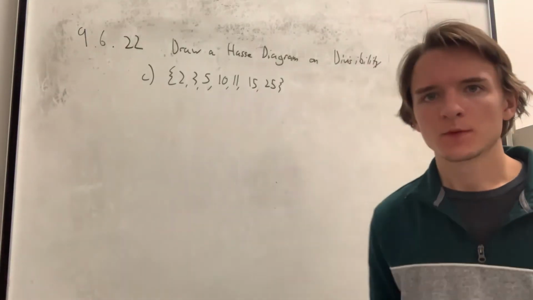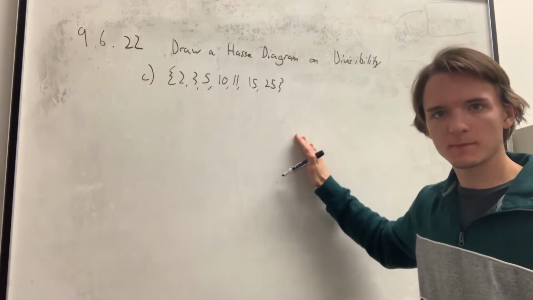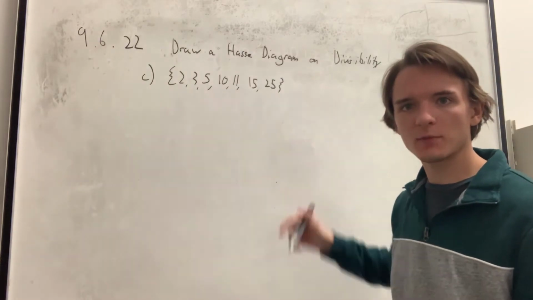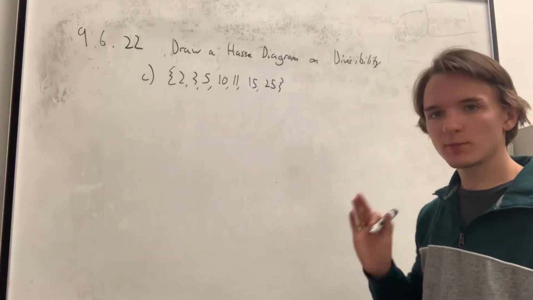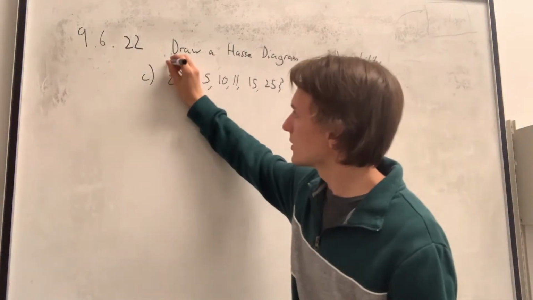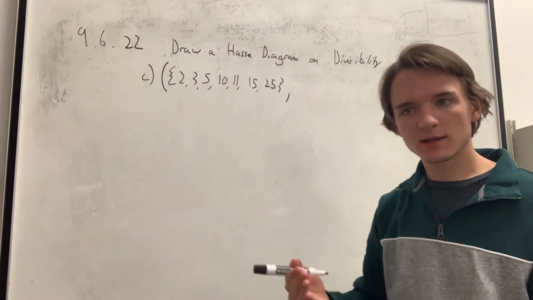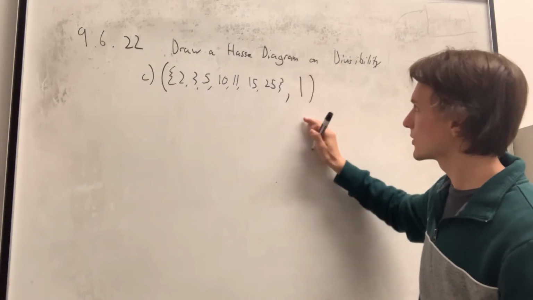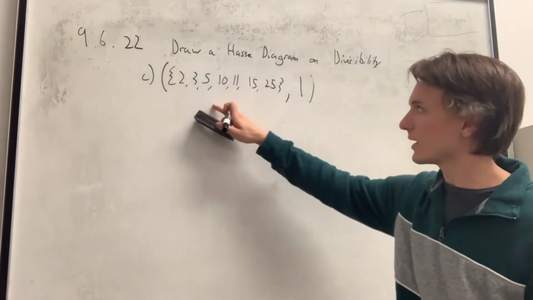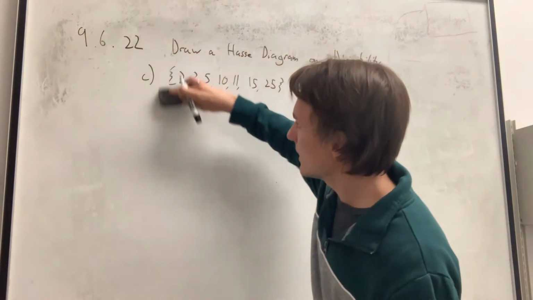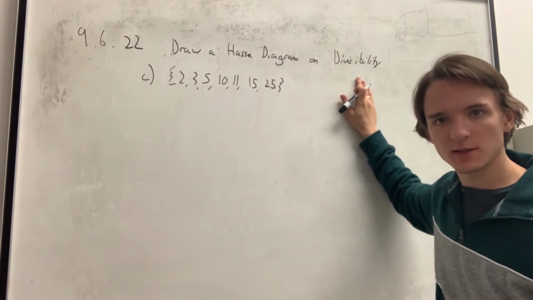Okay, so draw a Hasse diagram on divisibility. We have a set here, and we want to determine what the Hasse diagram is with the relationship of divisibility. You might also see it in S, R format. Sometimes you'll have the set, that's the set S, with the relationship applying to that set. In this case it would be divisibility, but in this case, it's not in that format, it's just a set, and we're told within the problem that the relationship is divisibility.